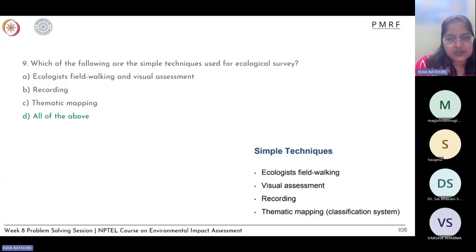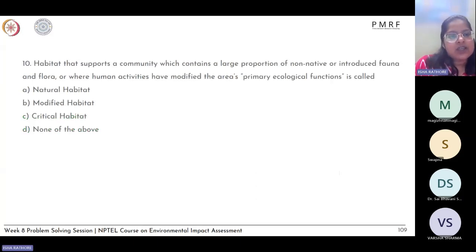So simple techniques which are used for ecological survey are ecologist field walking and visual assessment. Second is recording. Third is thematic mapping using a classification system. So D, all of the above, is the correct answer. Moving on to the next question.